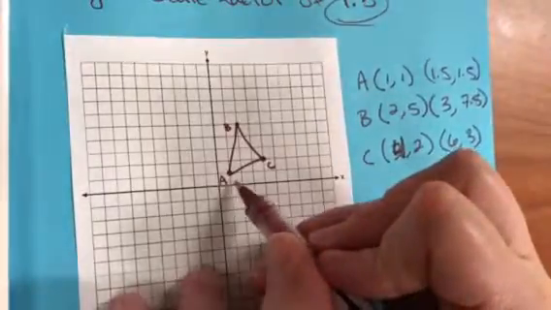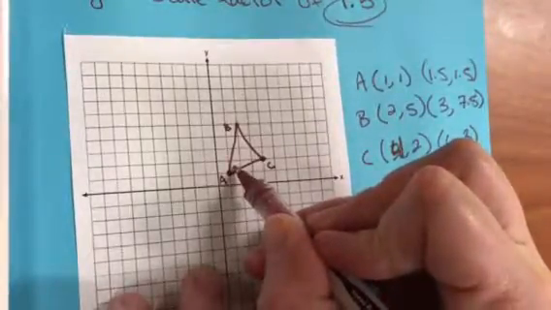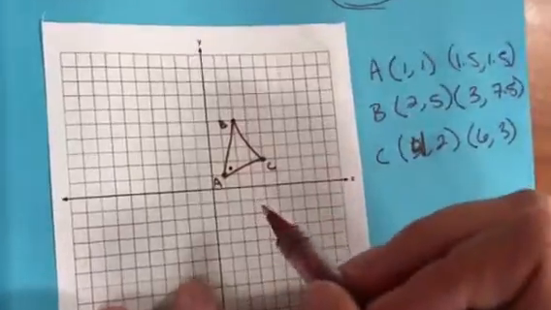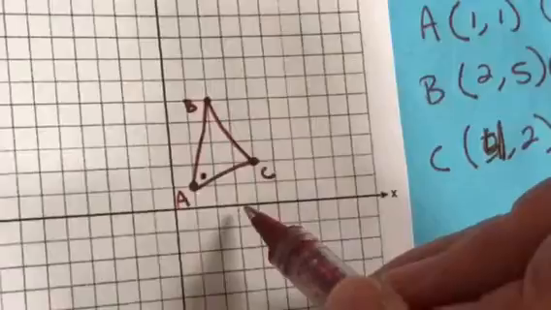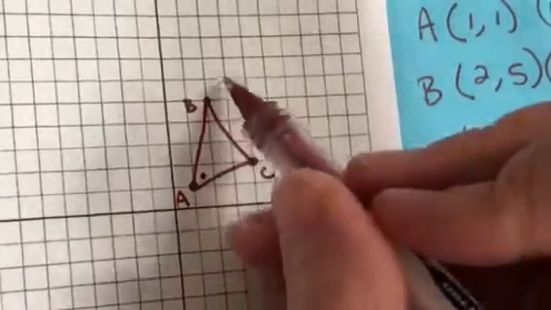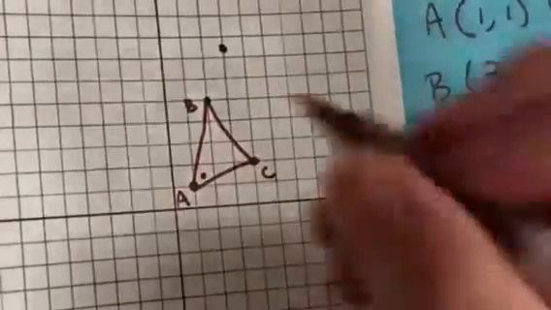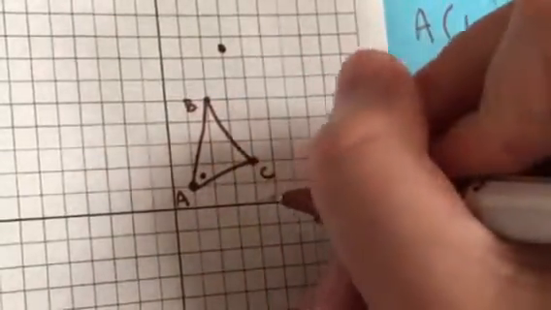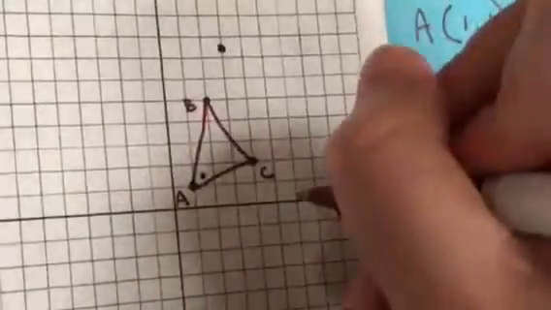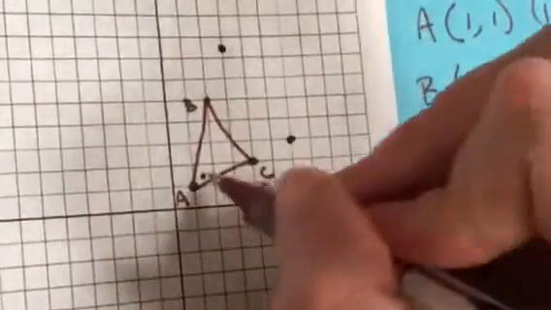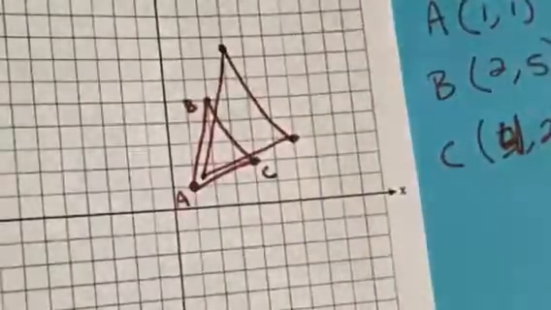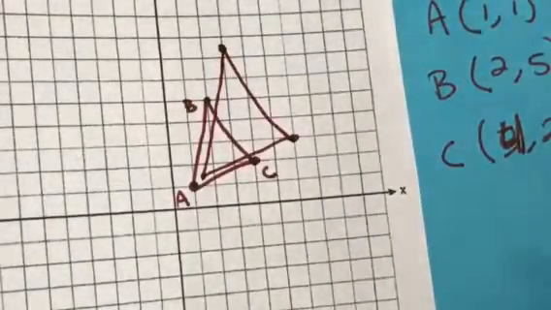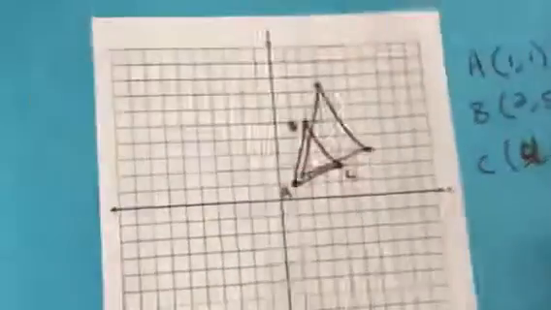So 1.5 would be here. I'm going to zoom in a little bit. 3, 7.5. And yes, it's okay to have 0.5. And then 6, 3 goes right here. Does that look bigger? Yeah, same shape, just a little bit bigger. Isn't that fun? So much fun.